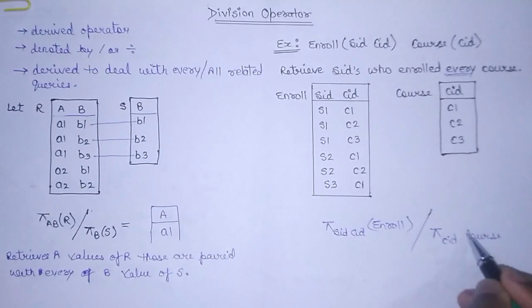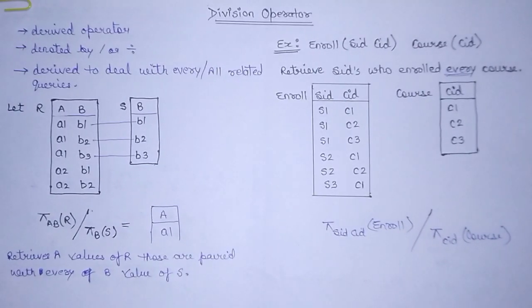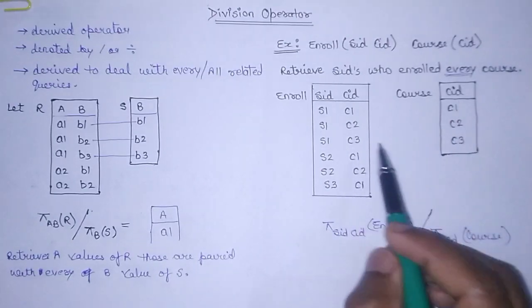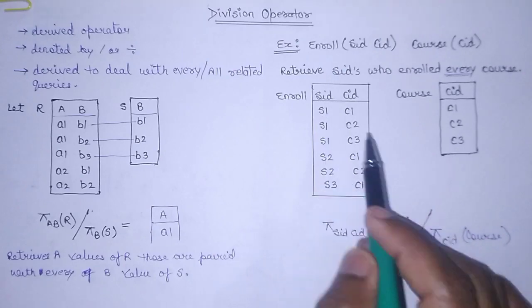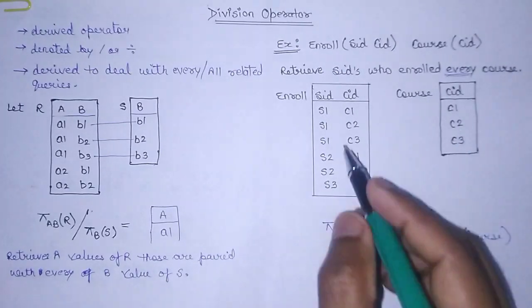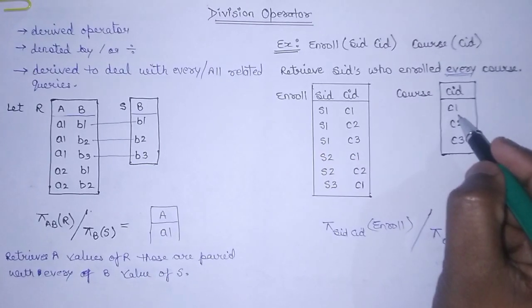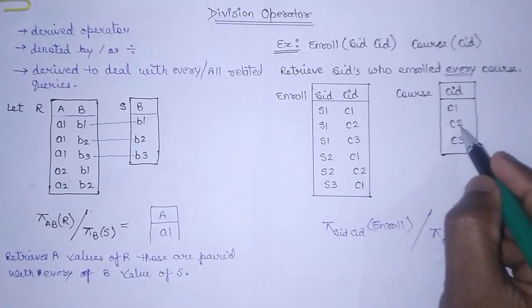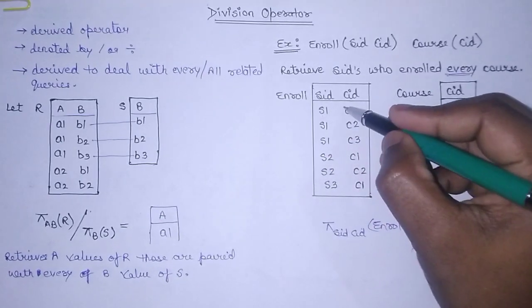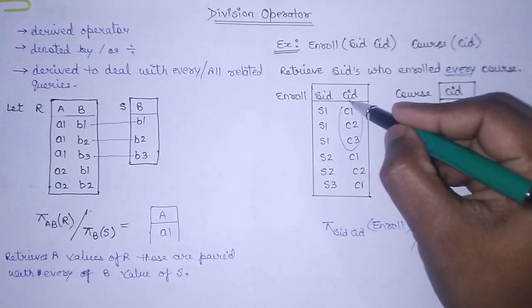Now how will it give you the answer? See, now we have to check for this CID, which particular student ID is paired with every value of CID. So S1 is paired with C1, S1 is paired with C2 also, and S1 is paired with C3 also. That means S1 is the only one which is paired with all these three.